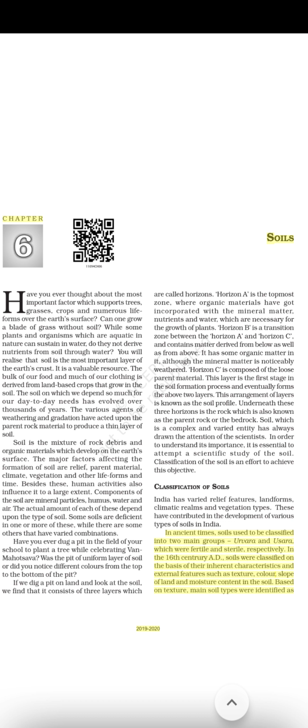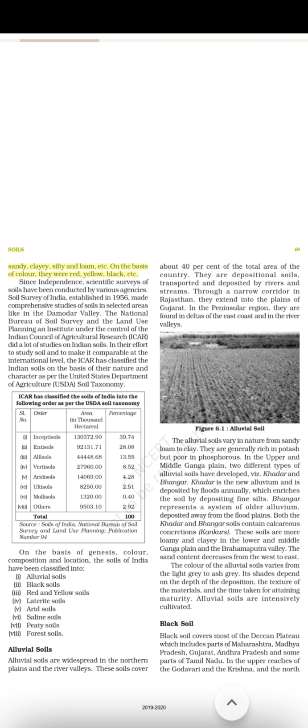Based on texture, main soil types were identified as sandy, clayey, silty and loam. On the basis of color, they were red, yellow, black, etc. Since independence, scientific surveys of soils have been conducted by various agencies.